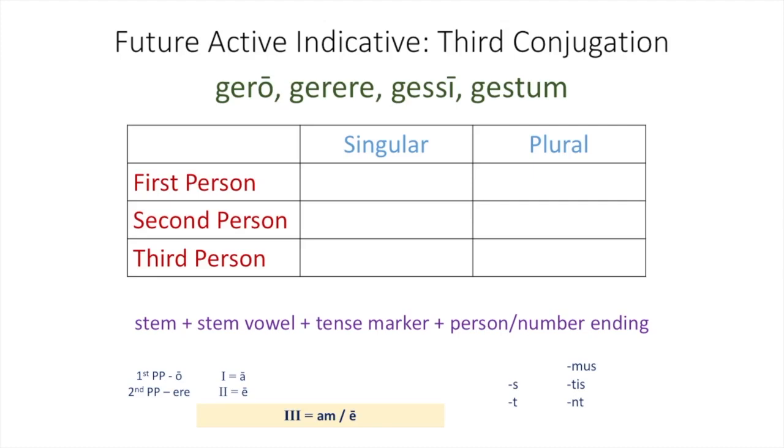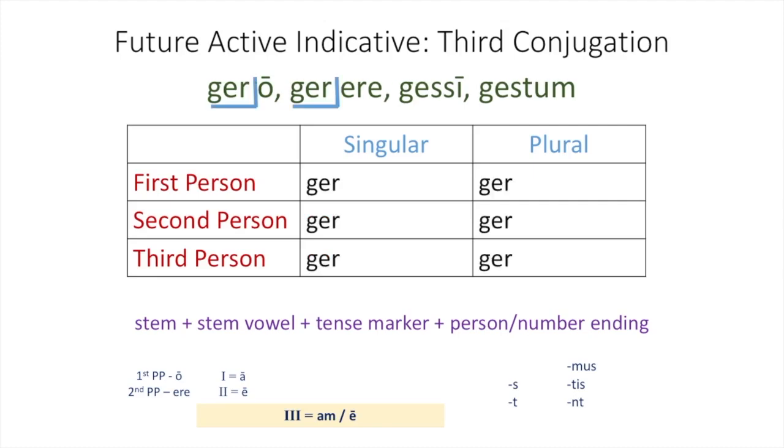So, how do we do this? First, you start with your stem. Just like with your present and imperfect, it's GER from your first or second principal part. And then we add in our stem vowel and tense marker. So geram is your first person singular, I will manage. Then ge is your stem vowel and tense marker for all your other forms. And then you add on the person and number endings.